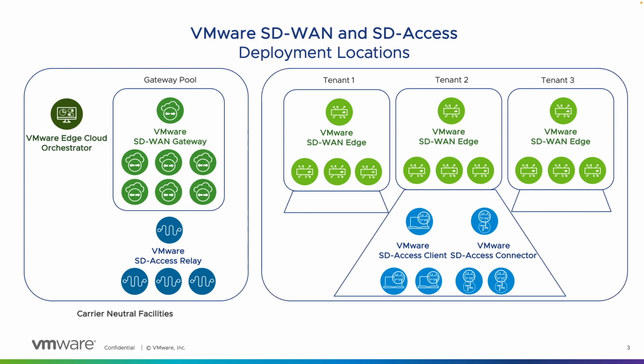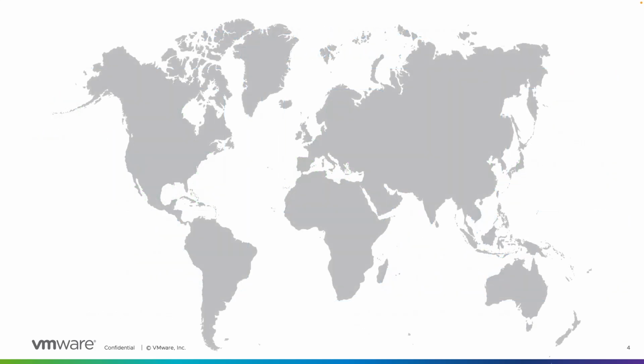Edges, clients, and connectors are deployed on premises, either at the edge of branch offices or data centers, or on individual laptops, or directly on machines in the case of the SD-Access client. These components can also be deployed in private or public clouds, depending on the needs of the enterprise. Now, for example, let's take a look at one of the tenants to see how the enterprise uses some of these components.